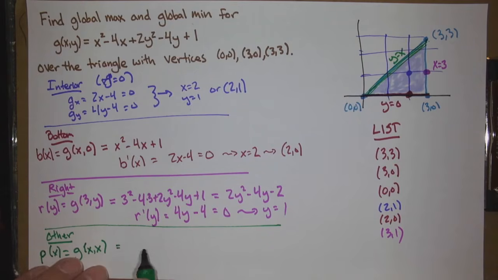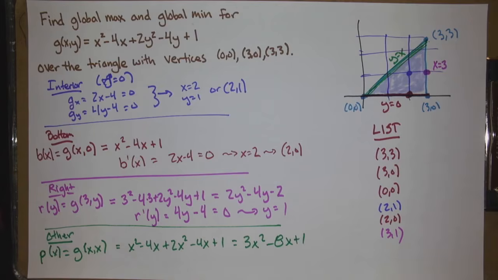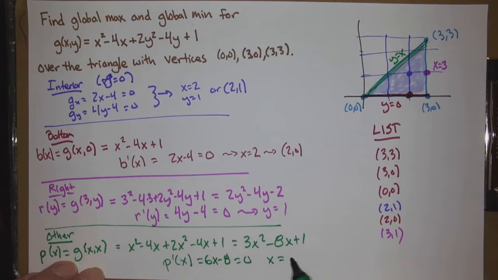All right, well, what does this become? X squared minus 4x plus 2x squared minus 4x plus 1, which is 3x squared minus 8x plus 1. Now what do we do? Same thing we did before. Take the derivative. 6x minus 8, set it equal to 0. We get x equals 8 over 6, also known as 4/3.